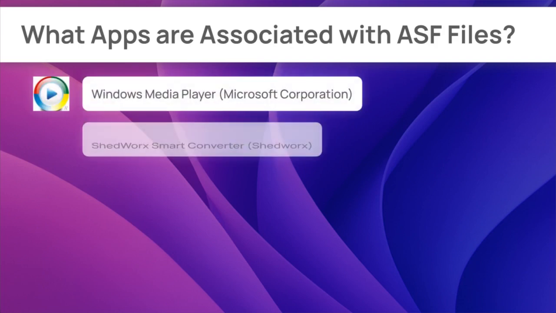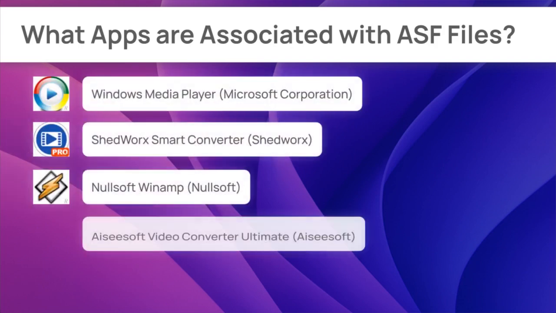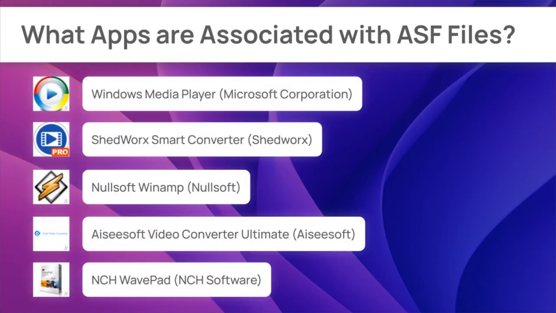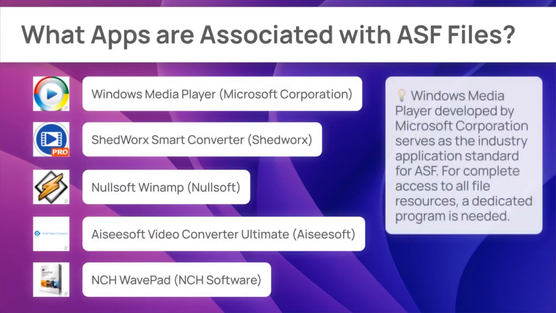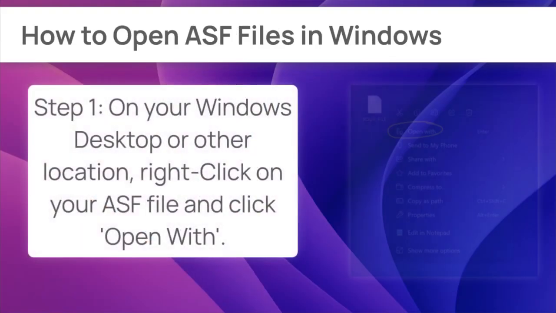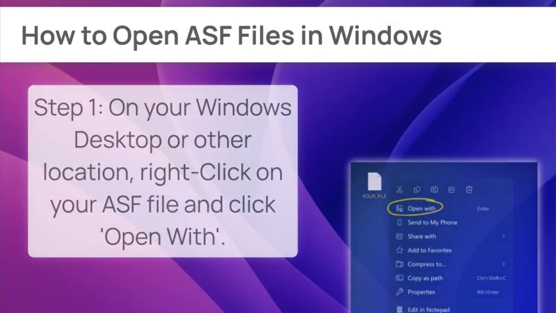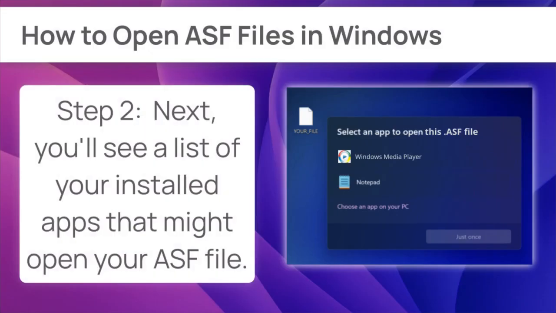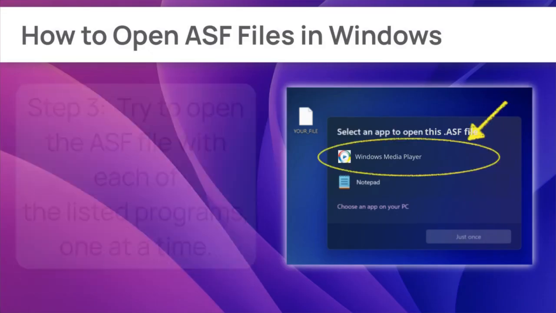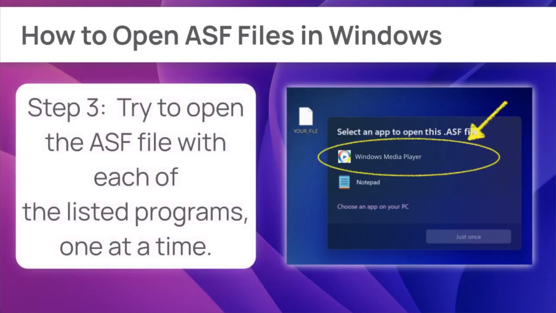Windows Media Player from Microsoft Corporation is the core program designed for the ASF structure. Proper management of the file's internal compression logic requires a dedicated utility. Windows handles everyday video playback, while technical adjustments need professional tools. Your key action: right-click the ASF file and select Open with. If Windows Media Player is installed, use it. If not, choose another program. Continue testing until the ASF file opens successfully.